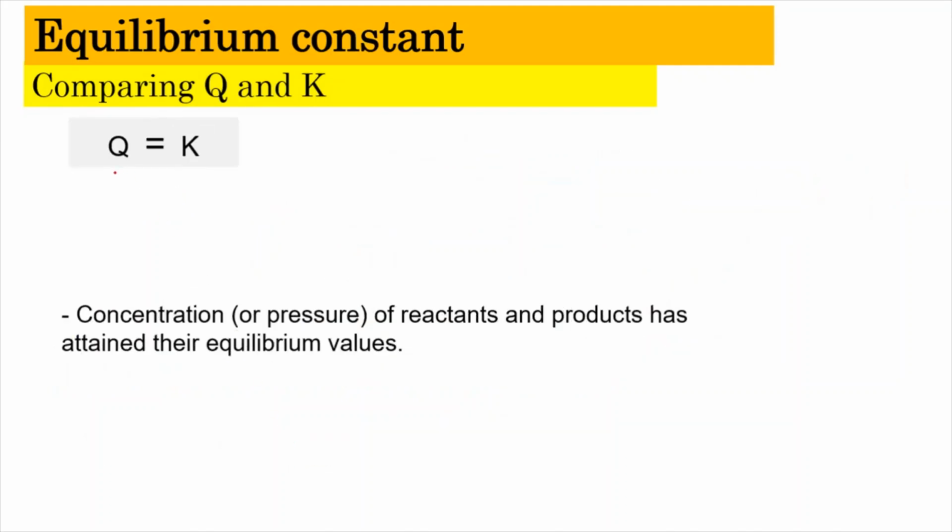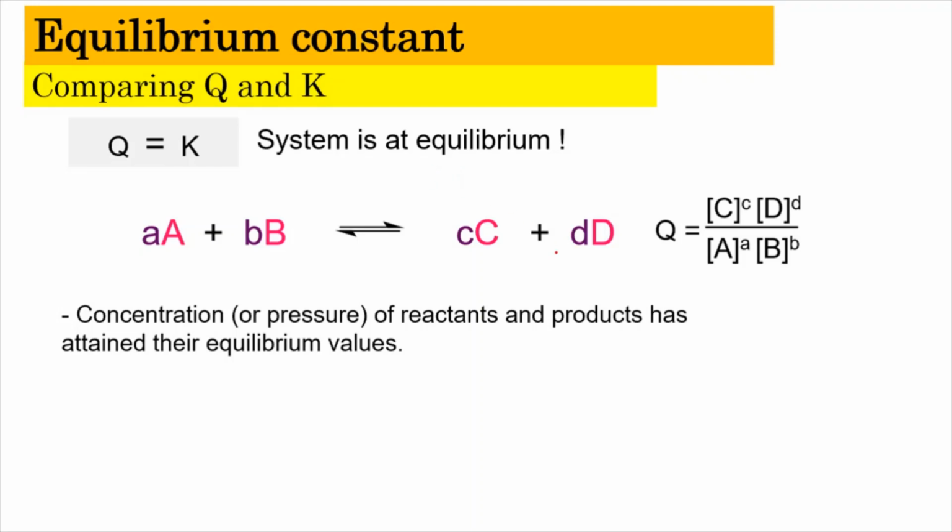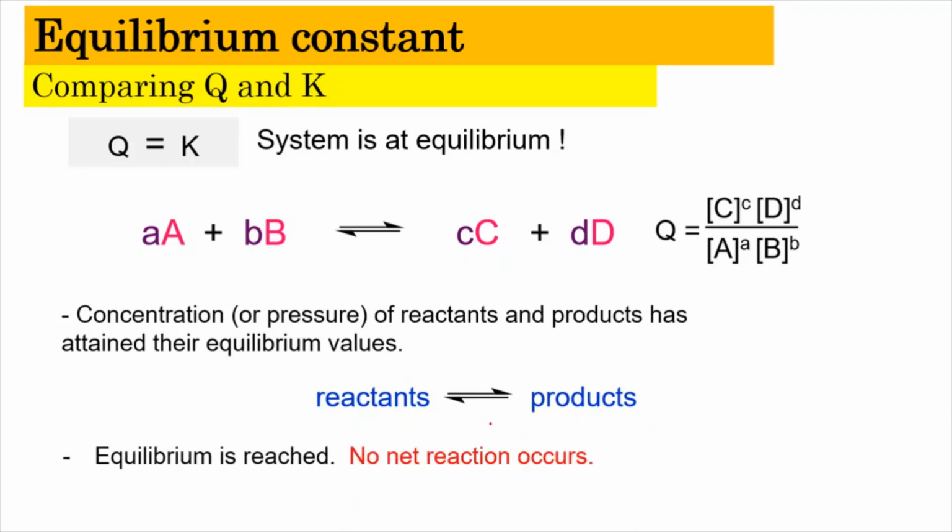Now, let's say Q is equal to K. When Q is equal to K, then we know that the system is at equilibrium. We can say that the concentration or the pressure of the reactant and product has attained their equilibrium values. The forward reaction producing product and the reverse reaction are basically equal in both directions. We can know that equilibrium is reached and there is no net reaction that is gonna occur.